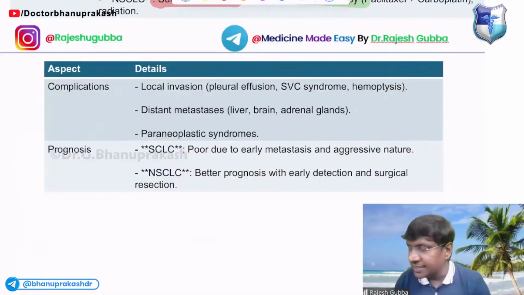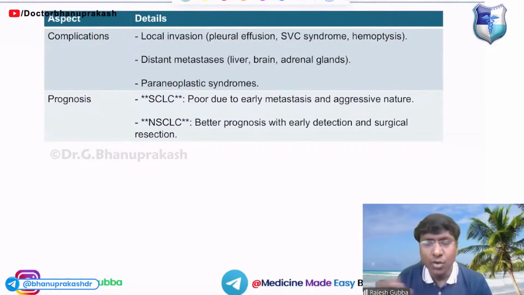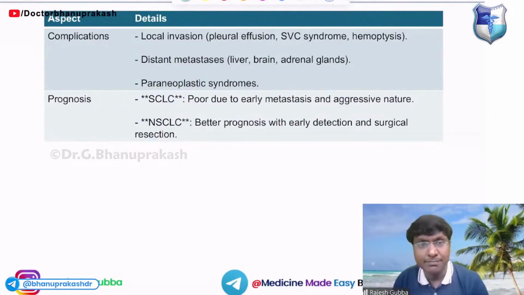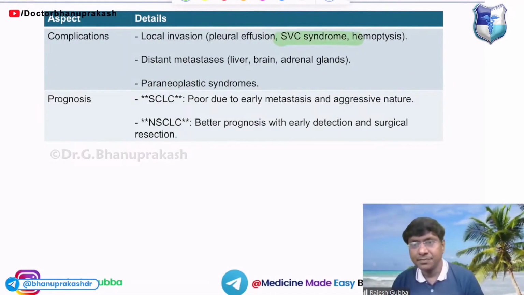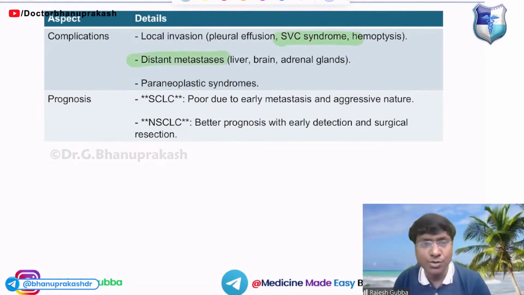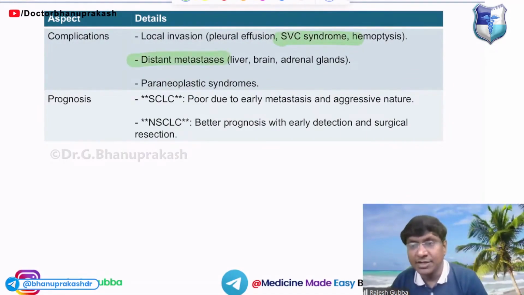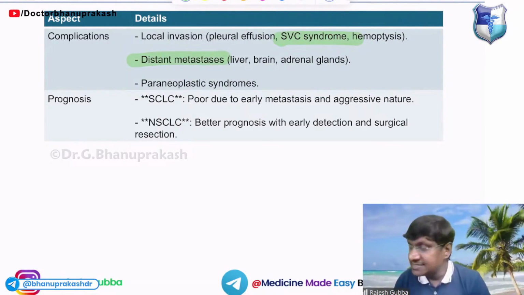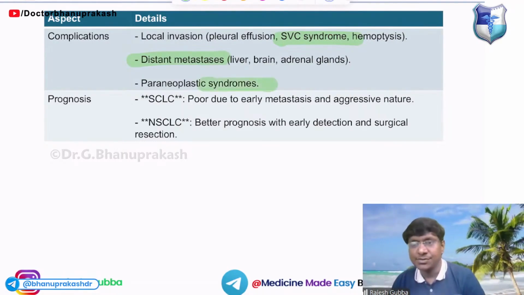What are the complications in case of bronchogenic carcinoma? When there is a local invasion, that can cause pleural effusion, malignant pleural effusion. The other one is SVC syndrome. And there can be a distant spread also from bronchogenic carcinoma, that is to the liver, brain, and adrenals. And these are associated with paraneoplastic syndromes.